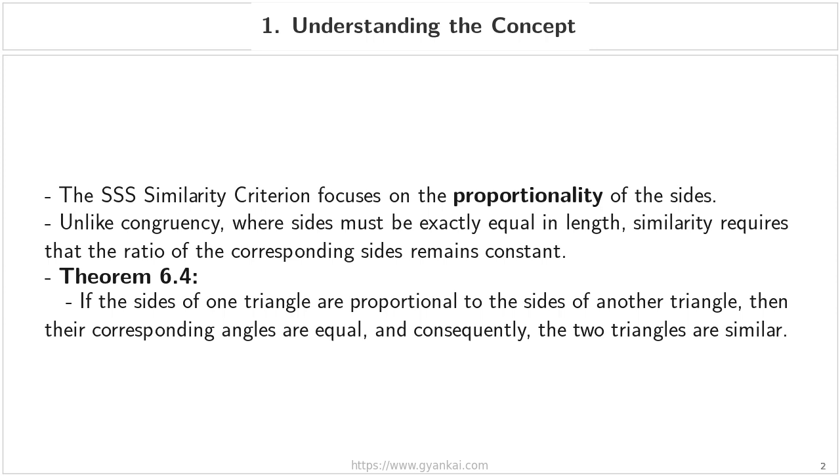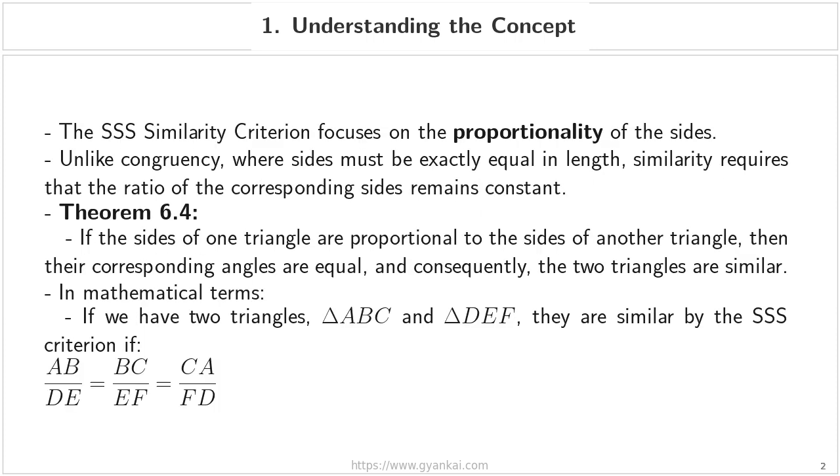This brings us to Theorem 6.4. This theorem tells us that if the sides of one triangle are proportional to the sides of another, then a very important thing happens. Their corresponding angles automatically become equal, which means the two triangles are officially similar.